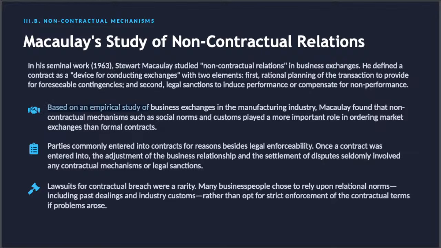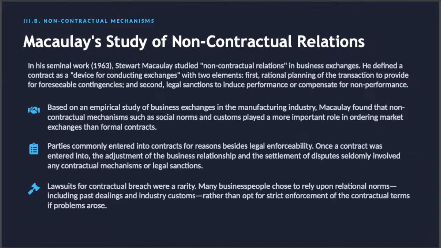Based on an empirical study of business exchanges in the manufacturing industry, Macaulay found that non-contractual mechanisms, such as social norms and customs, played a more important role in ordering market exchanges than formal contracts. We saw before that the formal contracts are the ones that are dictated by statute, UCC, etc. Parties commonly entered into contracts for reasons besides legal enforceability. So that's another aspect. Once a contract was entered into, the adjustment of the business relationship and the settlement of disputes seldom involved any contractual mechanisms or legal sanctions.